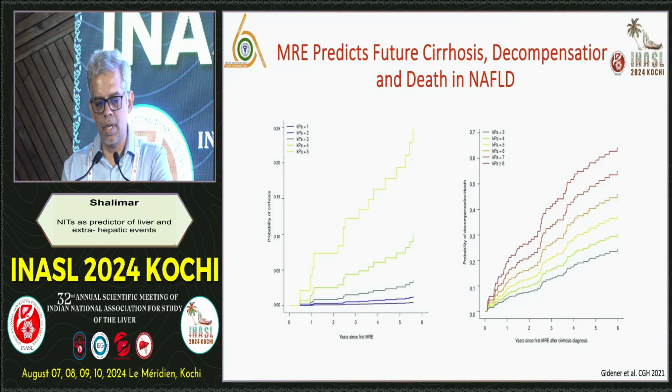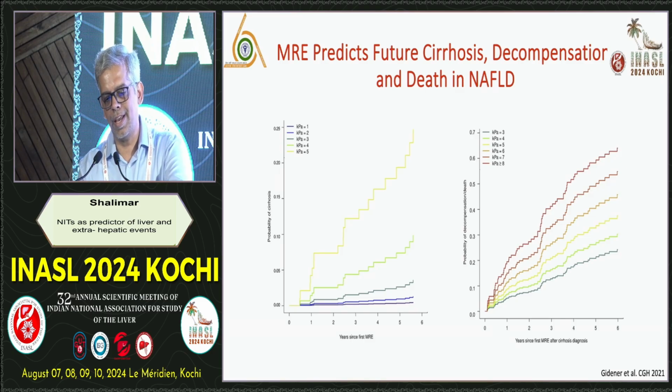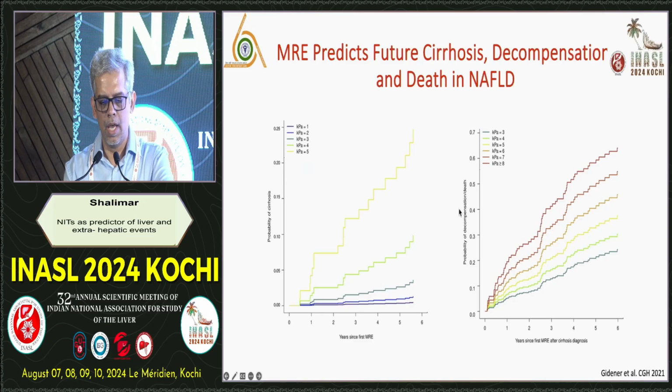MRE, which performs better than liver stiffness, has been shown to predict outcomes in terms of cirrhosis, decompensation, and death, and with each increase in the baseline liver stiffness values assessed on MR, there is a difference in the risk of decompensation.